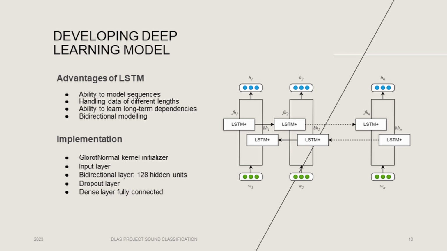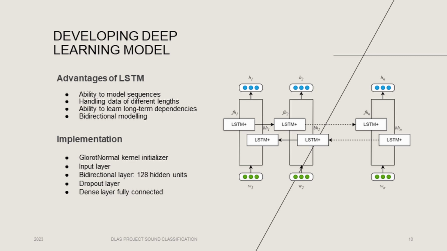One of the most commonly used neural networks for sound classification cases is the CNN. However, the LSTM can also be used for this task, as it has a number of advantages, such as sequence modeling, ability of handling data of different lengths, ability of learning long-term dependencies, bidirectional modeling. Bidirectional LSTMs can take into account both past and future information when modeling a sequence.